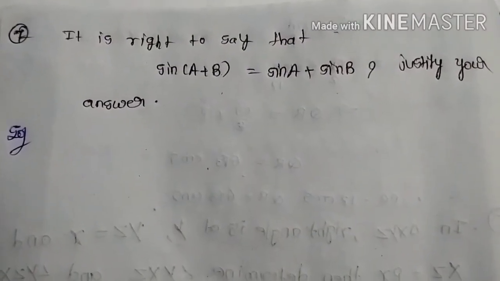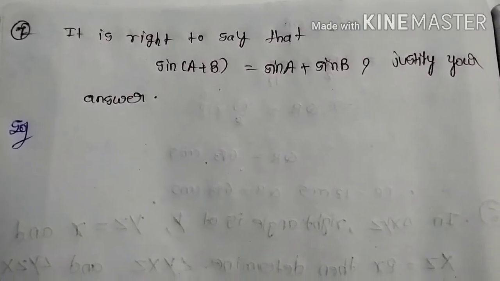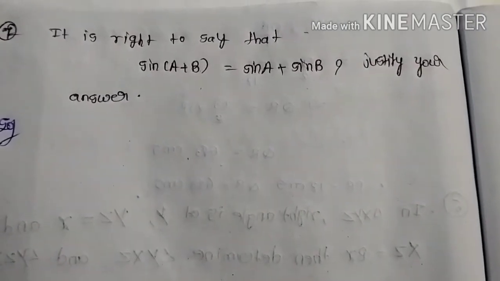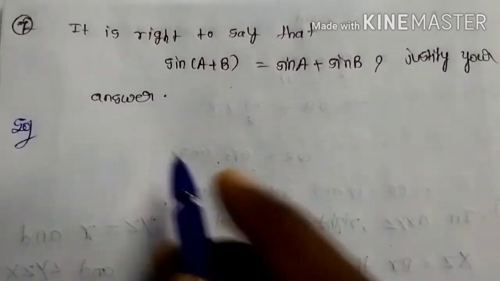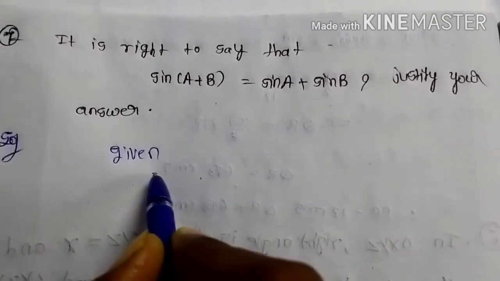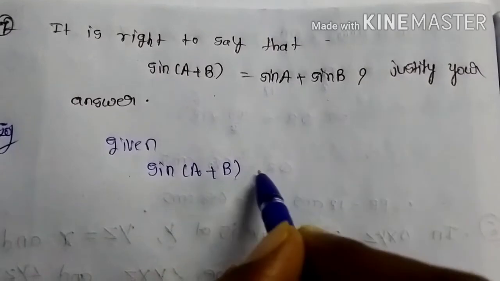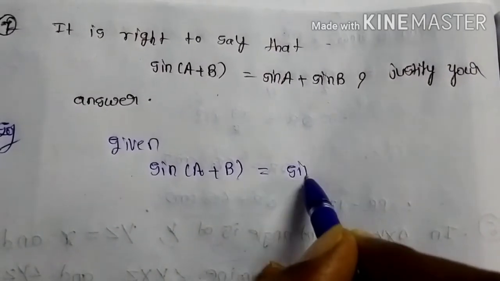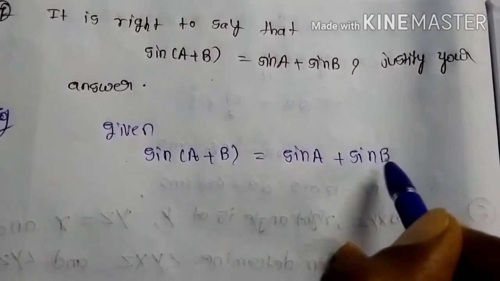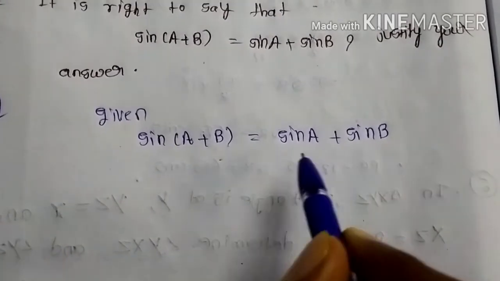Question number 7. It is right to say that sin of A plus B is equal to sin A plus sin B. Justify your answer. See here, given that we need to check here. Sin of A plus B is equal to sin A plus sin B. That means in this equation we need to check whether LHS is equal to RHS or not.